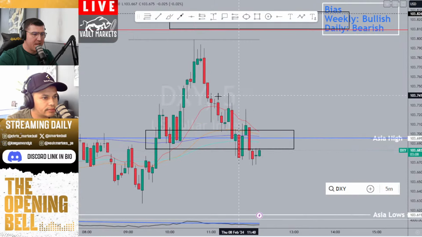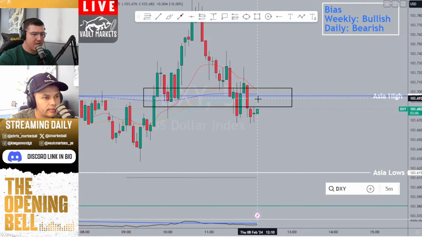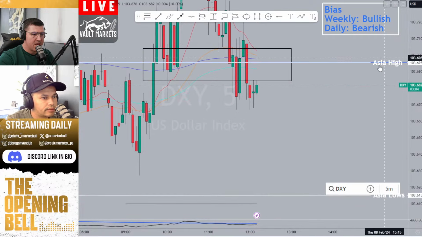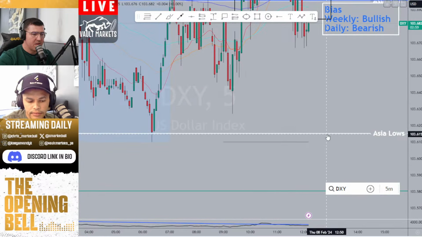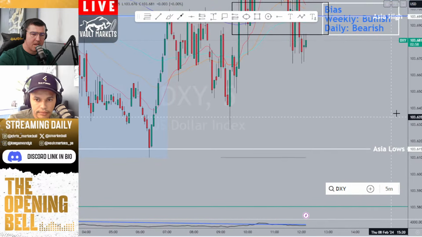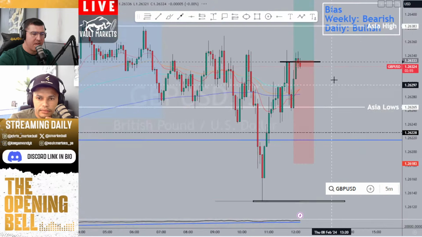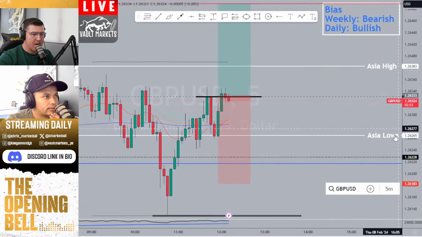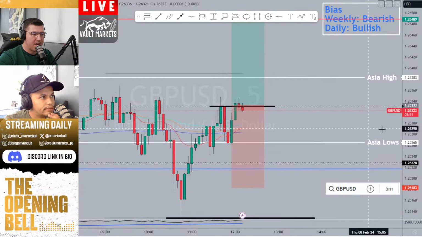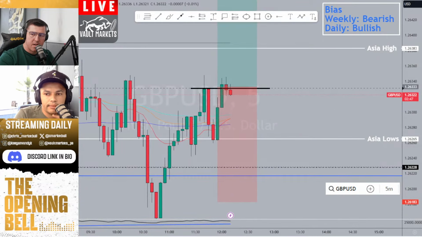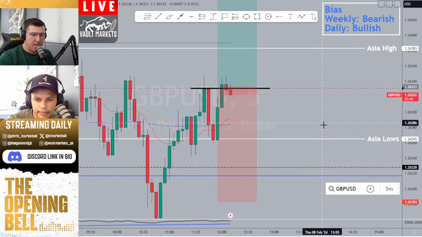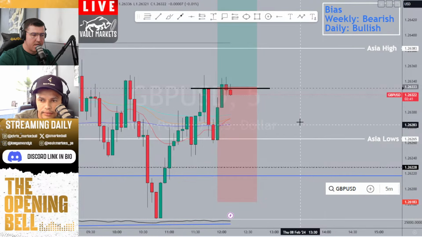DXY making its move above the Asia range now, back inside of it, and if we can start rejecting here, we can also go for that Asia low test on DXY, and I think that's what's going to give the fuel to the DXY trade to start breaking higher. But let's see. This is the trade that we are in, and let's see if we can get something here.